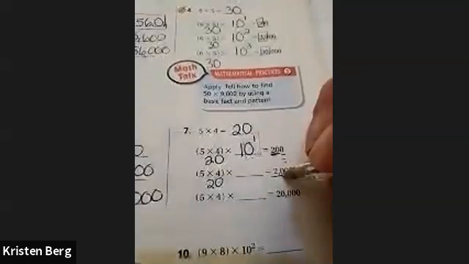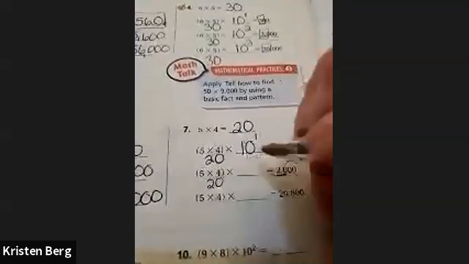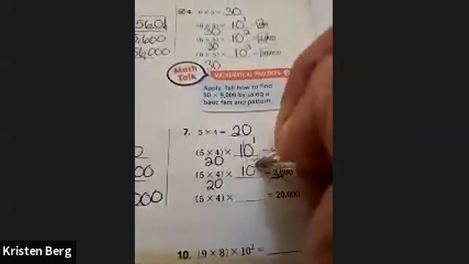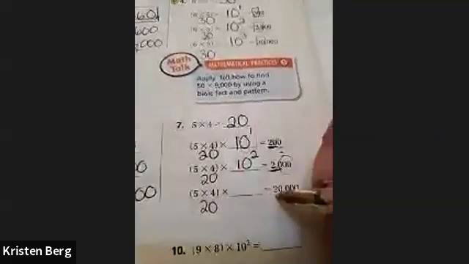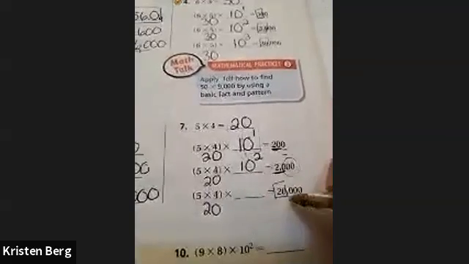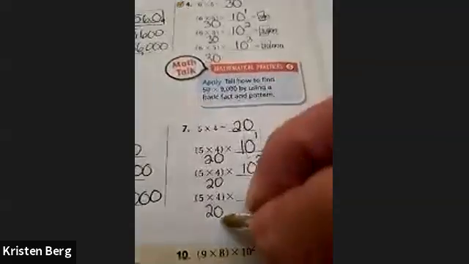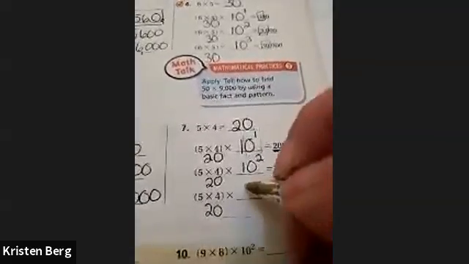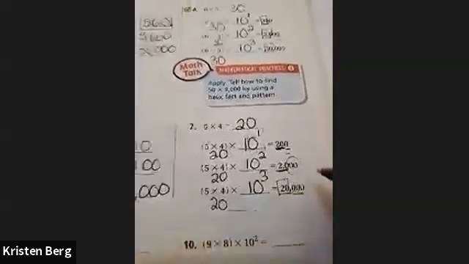Next, we have 20 again. How many zeros do we need to make this 2,000? You need 2 more. So that would be 10 to the second power. Again, you have 20 for this. How many more zeros are needed to make this 20,000? You should have said 3 zeros. So how do you write that? You would write that 10 to the third power. So that is how you do that.